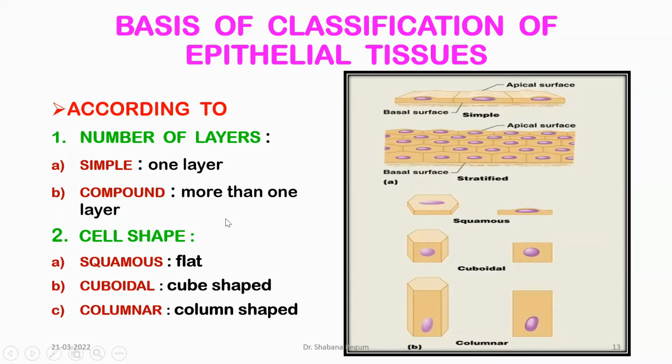Next is according to the shape of the cells. It may be squamous, that is flat type, squamous epithelium, or it may be cuboidal epithelium where the cells look cube shaped, or it may be columnar epithelium where the cells of the epithelium look like columns.